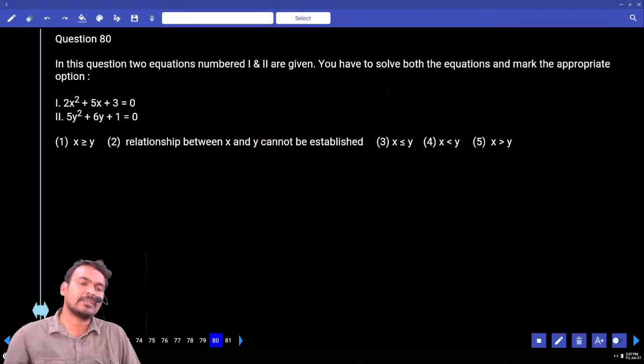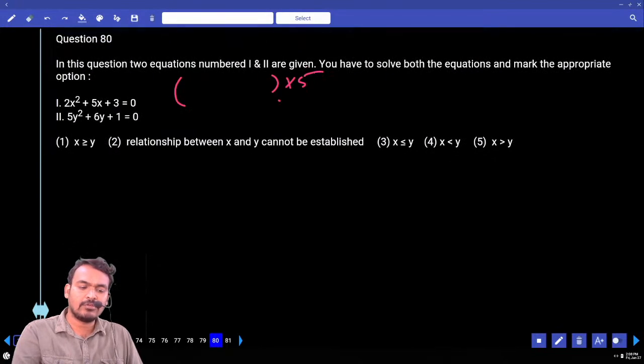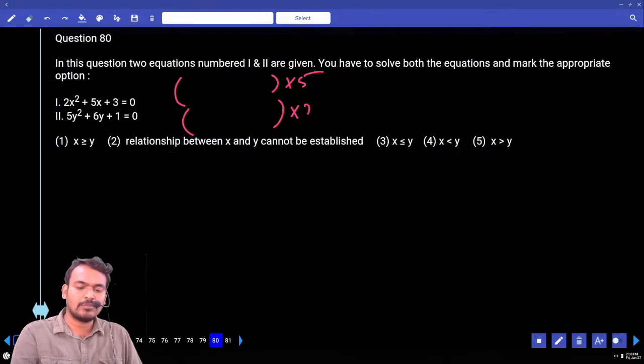Next, question number 80. What is the coefficient of x²? 2. But the coefficient of y²? 5. What is the LCM of 2, 5? 10. It means x roots are multiplied by 5 times, and y roots are multiplied by 2 times, right? X roots multiplied by 5 times, but y roots multiplied by 2 times, right?